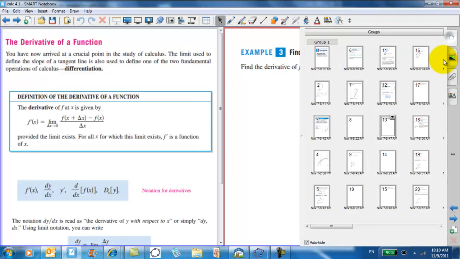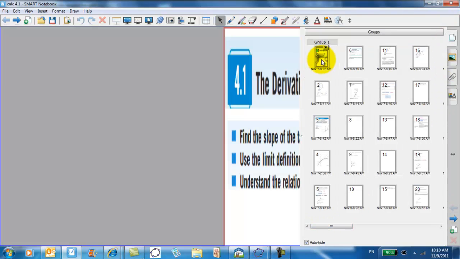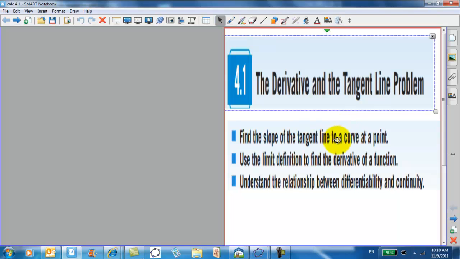Sorry, I wasn't on the right page. Here's the first page. Here we go, the derivative. Tangent line to a curve at a point, the limit definition to find that derivative, and we'll talk about differentiability and continuity a little later on. Here goes.